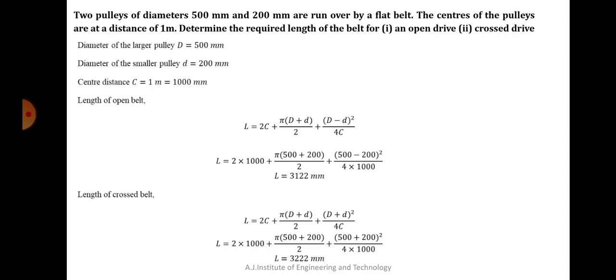Okay, so length of the cross belt. So length of the cross belt L is equal to 2c plus pi into (D plus d) by 2 plus (D plus d) square by 4c. So same values here, 2 into 1000, pi into 500 plus 200. Only change is that here in cross belt drive it is not (D minus d) whole square, it is (D plus d) whole square. So (500 plus 200) square divided by 4 into 1000. So the answer what you are going to get is 3222 millimeter length for cross belt drive. 3122 is the length for open belt drive.